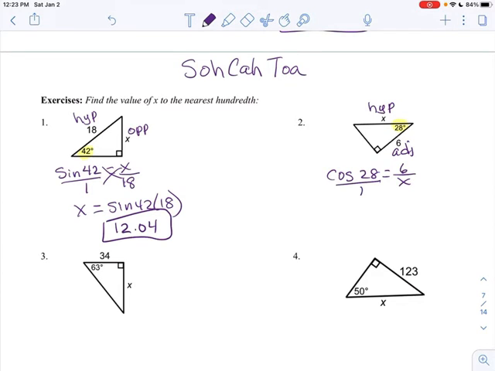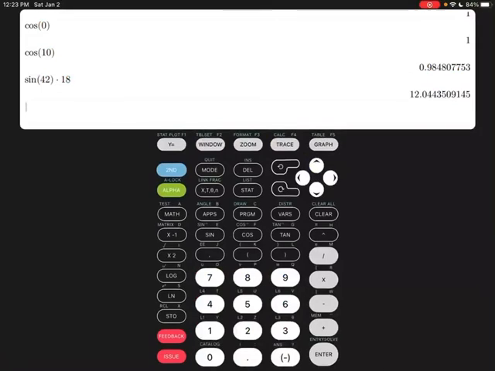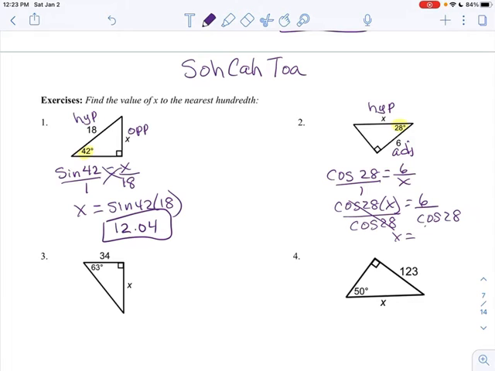Now this one's just going to be a tiny bit trickier because when you cross multiply, I have cosine of 28 times x equals 1 times 6. So I don't have x by itself. I need to divide by cosine of 28 in order to get x by itself. So in my calculator, I'm actually doing 6 divided by cosine of 28. And that's 6.795, and I have to round that to the nearest hundredth, so it's actually going to be 6.80. All right, 6.80.